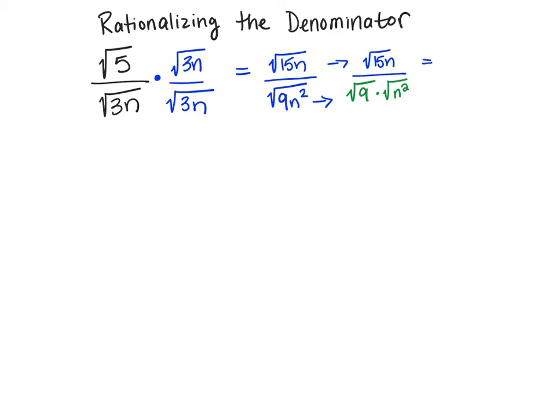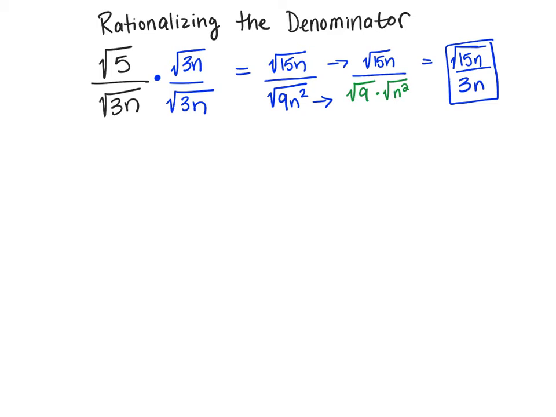So the square root of 9 is 3, and the square root of n squared is n. So your final answer would be root 15n over 3n. Okay, let's try another one.